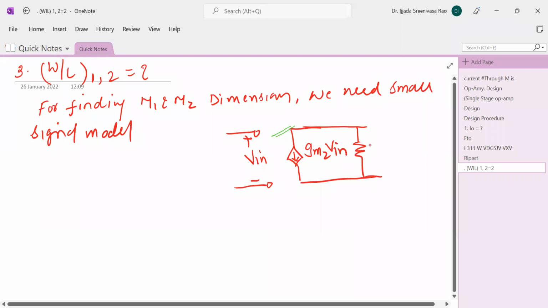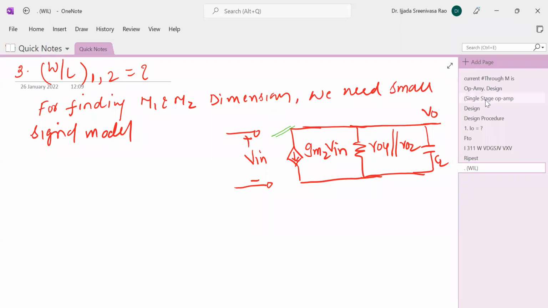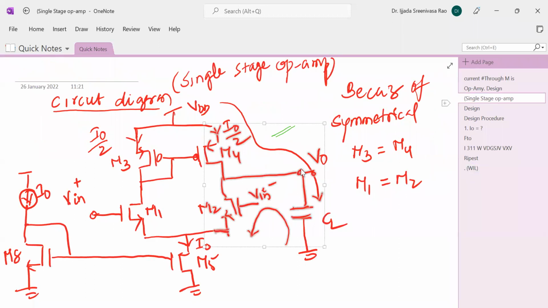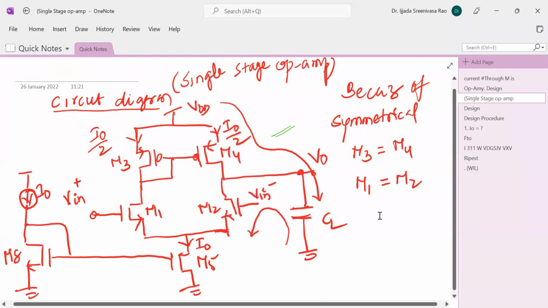Okay, this resistance value is R04, the M4 transistor resistance, which is in parallel with R02, and there is a load capacitor CL, and this is my output voltage V out, V naught. Do you understand? Yes, sir. If you want, I can go back and say here at this node, I'm talking about this one.